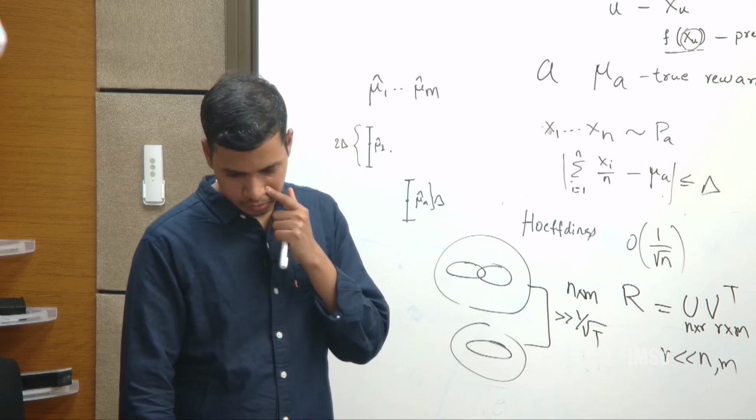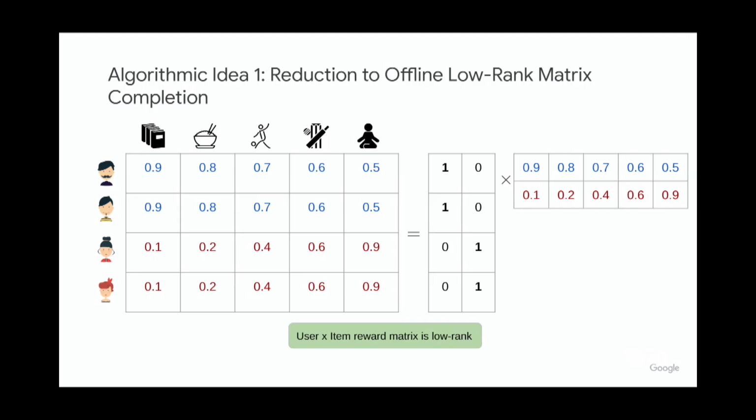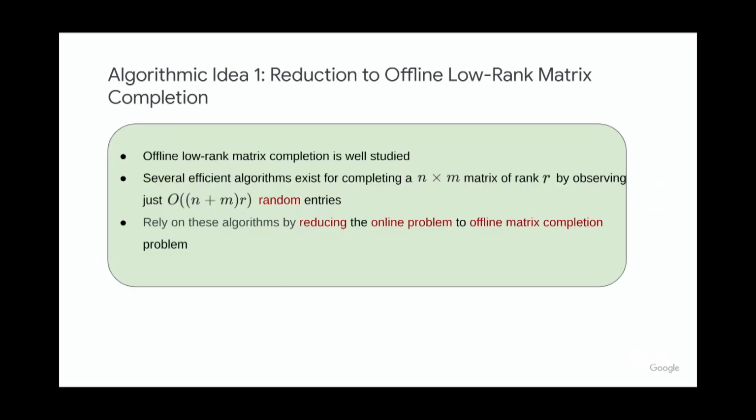Okay, so let me jump into the algorithmic details. Before presenting the algorithm, let me give you the key ideas that we have here. The first key observation is that this matrix is a low rank matrix. There is a lot of work in offline low rank matrix completion. What I mean by offline is, let's say all the data is given to you beforehand.